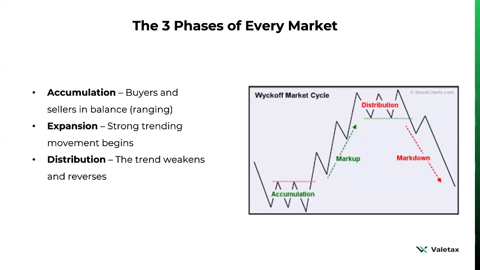He explained that the market has three phases, and that's why those three structures appear in the market. He calls the ranging market an accumulation phase. This is where buyers and sellers are struggling for a balance. They're trying to know who has the most strength to actually move in a direction.